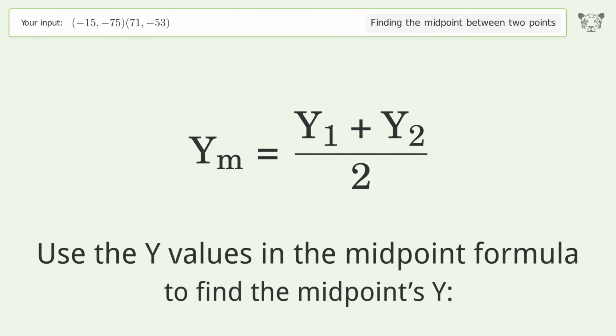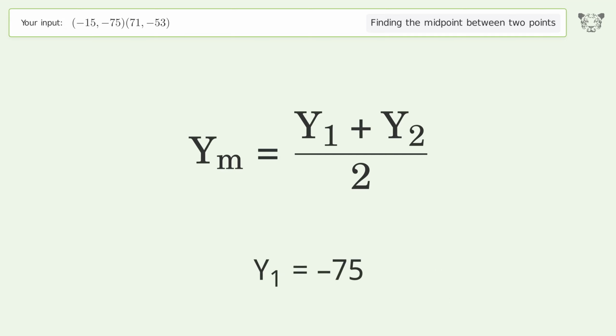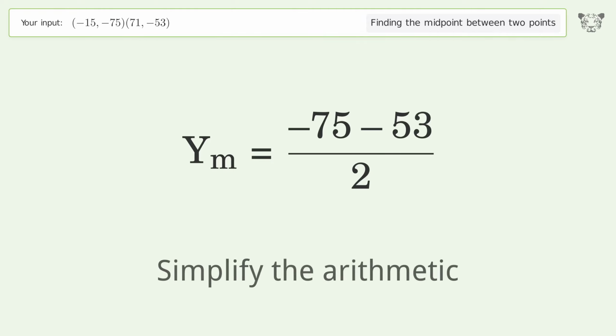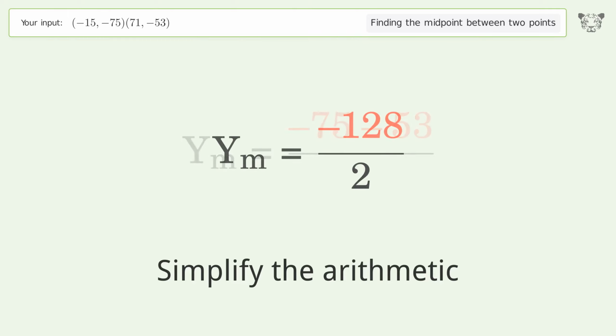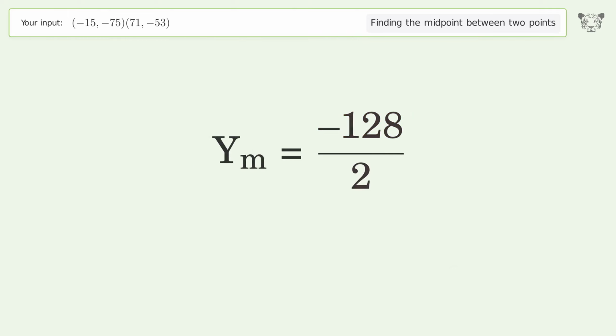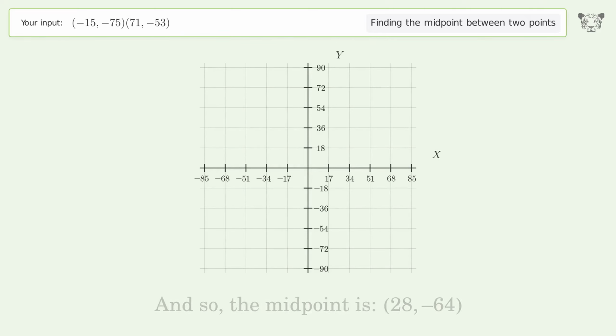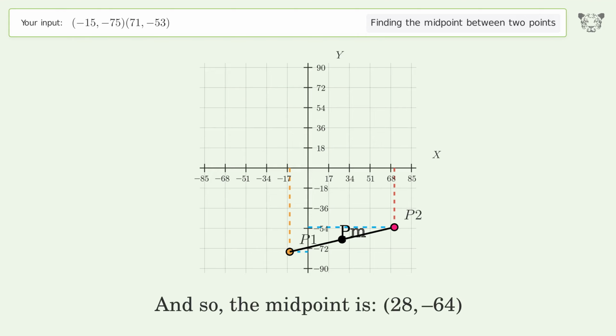Use the y values in the midpoint formula to find the midpoints y. y1 equals -75. y2 equals -53. Simplify the arithmetic. And so, the midpoint is 28, -64.